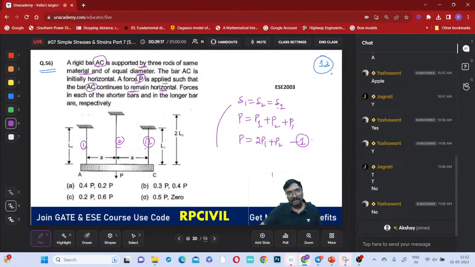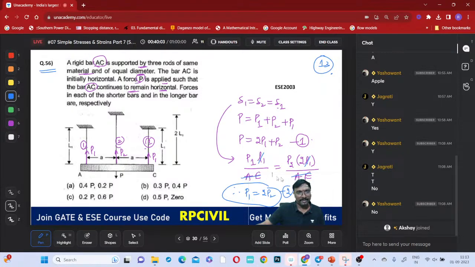Now delta 1 is equal to delta 2. The force in the first member is P1, the force in the middle member is P2, and the force in the third member is also P1. P1L1 divided by AE equals P2 into 2L divided by AE, since the length of the second member is 2L. Area of cross section and material are the same, so these cancel. Therefore P1 is equal to 2P2.